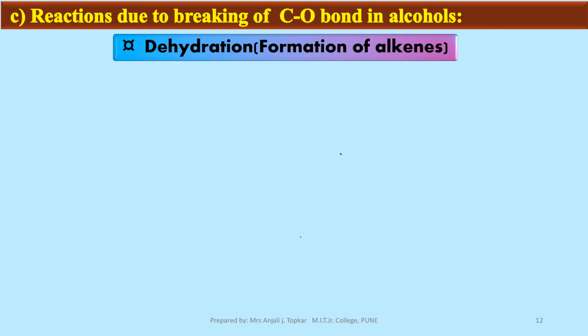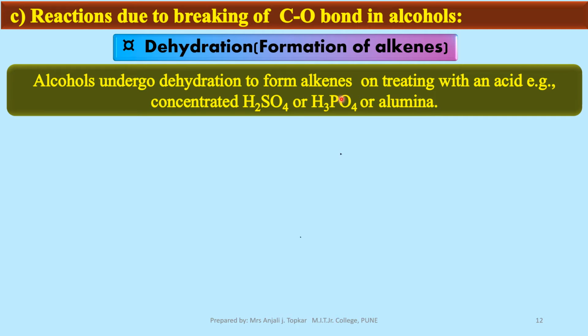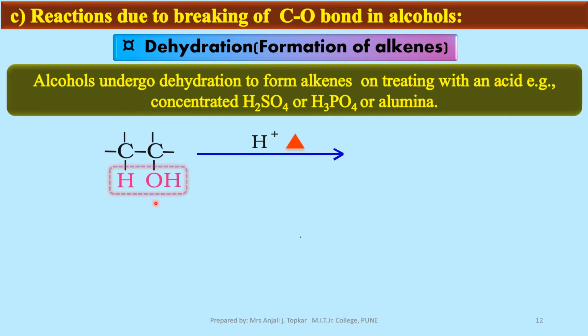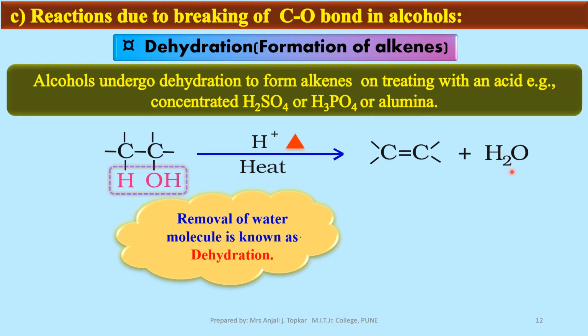Let's see dehydration, formation of alkenes. Alcohols undergo dehydration to form alkenes on treating with an acid like concentrated sulfuric acid or H3PO4 or aluminum oxide. This is an alcohol. On treating with acid, it is found that H and OH of adjacent carbon atoms are removed and a double bond is formed between the two carbon atoms, giving rise to an alkene, and a water molecule is removed. Removal of a water molecule is known as dehydration.